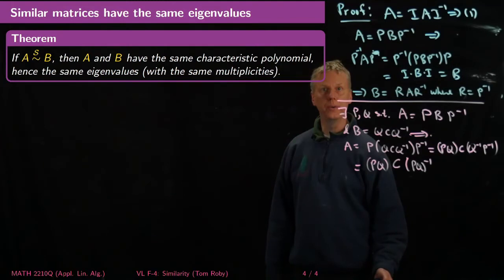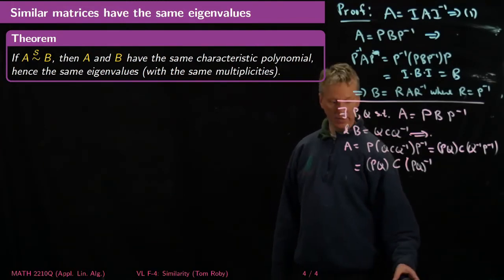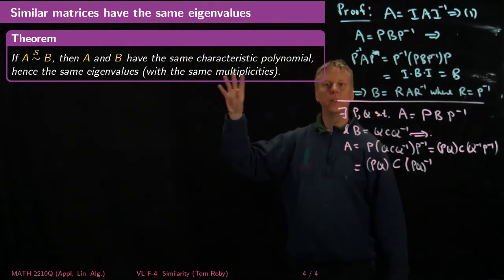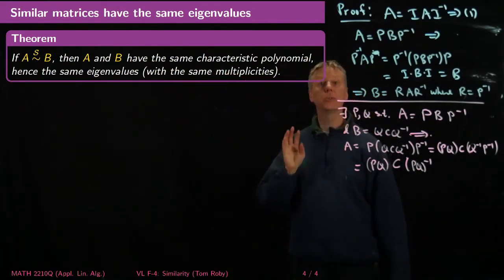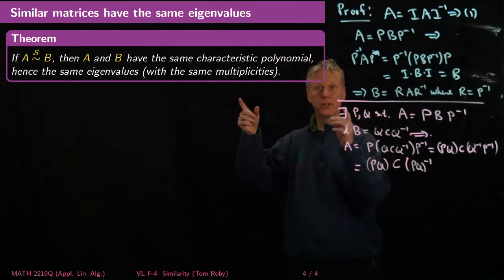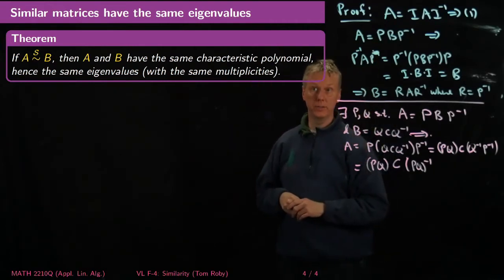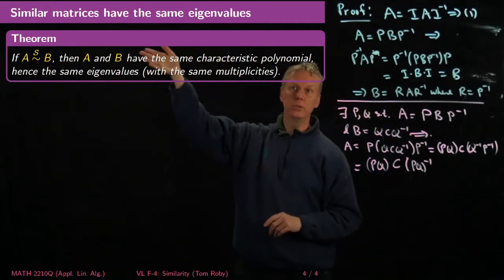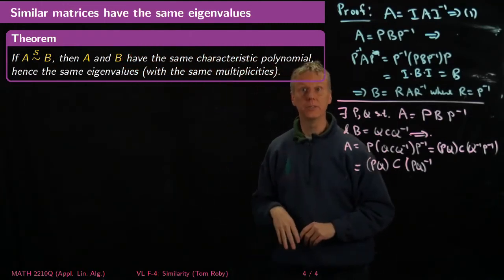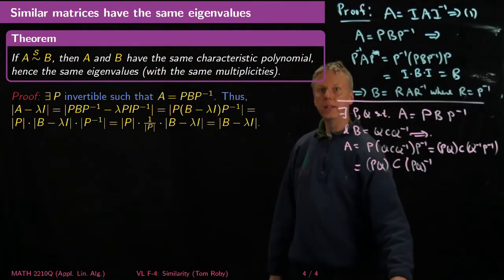Okay, so here's the next theorem. Suppose that I've got two matrices that are similar. Then A and B will have the same characteristic polynomial. So remember, the characteristic polynomial is the determinant of A minus lambda I, and its roots are the eigenvalues. So if two matrices have the same characteristic polynomial, then they have the same eigenvalues, and also with the same multiplicities. And here's the proof.